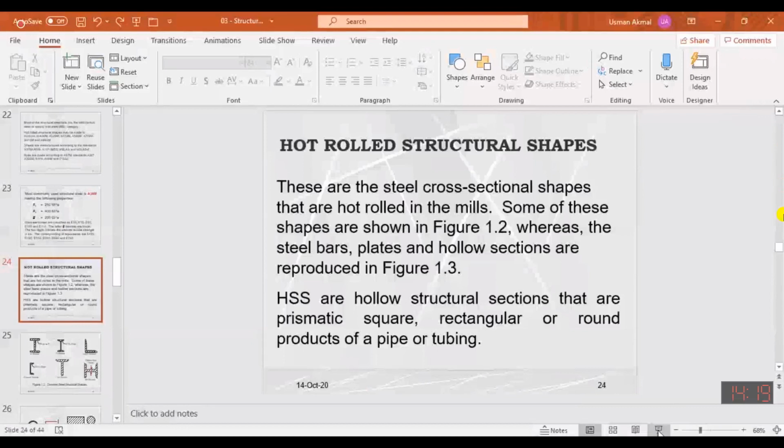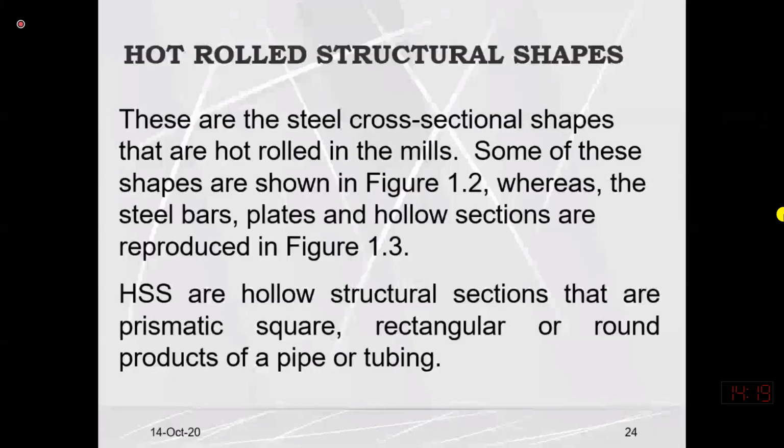Okay, next we discuss the different types of structural shapes available. Number one is hot rolled structural shapes. We already know what hot rolled sections are. These are sections which are made at hot state. We have molten steel. First of all, we melt the steel billets and pour the molten steel into molds, and then we attain the shapes at hot state. That's why these sections are called hot rolled sections.